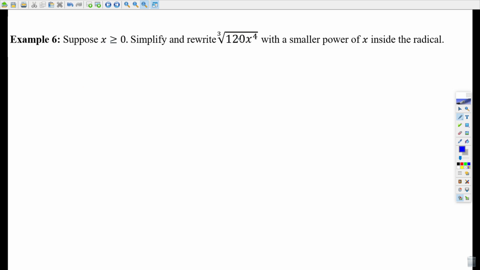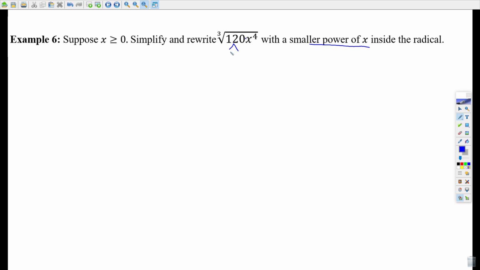Suppose x is greater than or equal to 0. Simplify, and we're going to rewrite the cube root of 120x to the 4th. We're going to use a smaller power of x inside the radical. Okay, so we have a couple things going on. We have 120. That is not on the table, unfortunately. So we have to break apart 120. And then I'm also going to break this into the x to the 4th by itself. But first, let's figure out how we can multiply to 120.